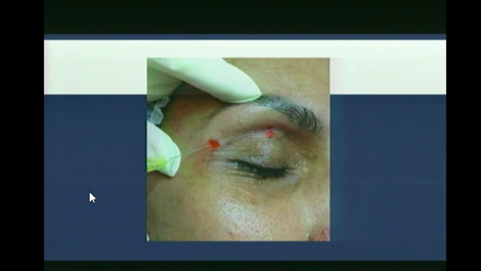So what I found really good is to go immediately under the bone and inject it under the bone. This way, you can mold it against the bone. But if you inject it in the soft tissue, there is nothing hard to mold it against, and you cannot make it smooth.